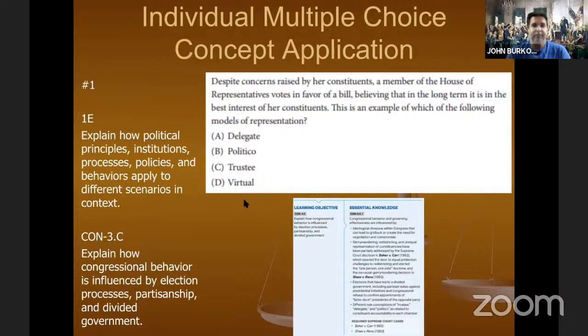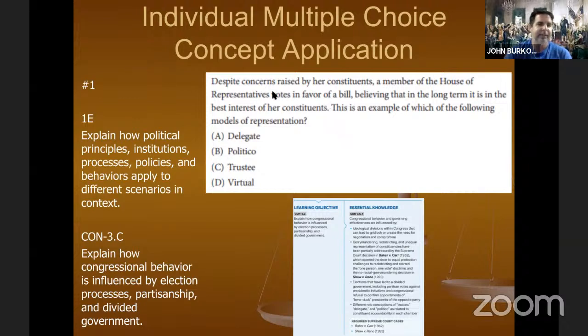Concept application. Pay very close attention, because episode 2 is going to be dealing with the concept application FRQ. So see how these work. Look at the multiple choice questions as a source of power. Explain how political principles and institutions, and how congressional behavior, are influenced.